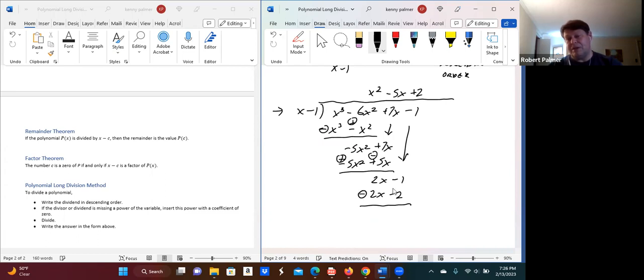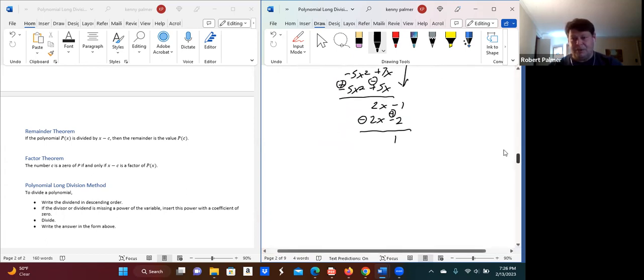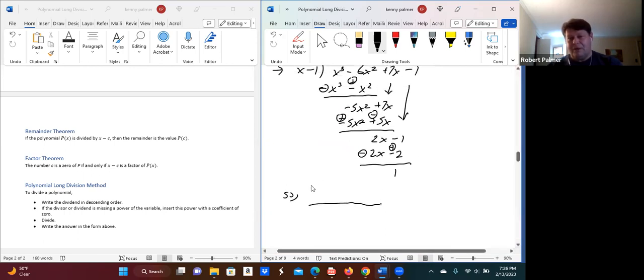Subtract, change our signs. This is negative, this is now positive, and these cancel out. And so I have -1 plus 2. Our remainder is 1. Okay. So now I can write this either in descending order or the original order, it doesn't matter.